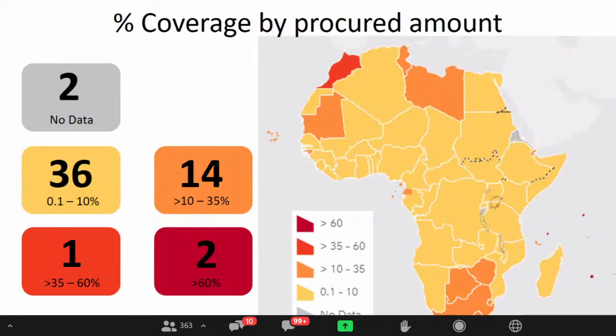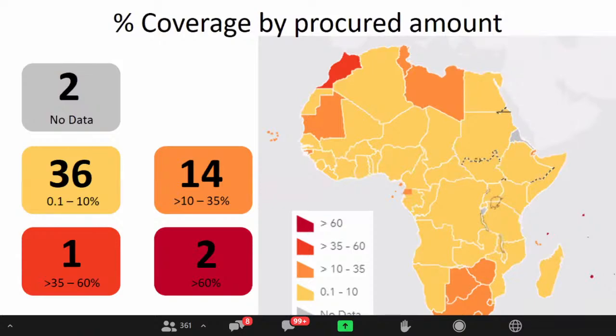So looking at the percentage coverage for procured amounts, this is looking at what percentage of the procured vaccine amount is of the population. So we don't have data for 2 countries. As we are aware, Eritrea and Burundi have not started vaccination. Burundi is in the process. They've actually requested doses from COVAX. So soon we are going to start having data from Burundi.